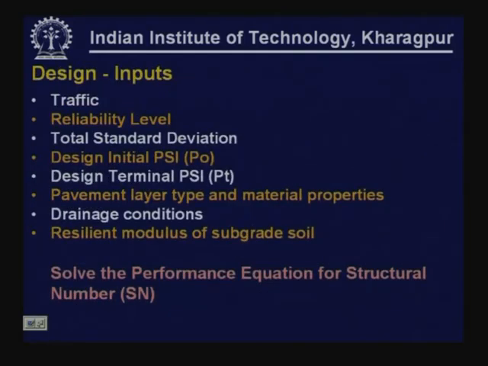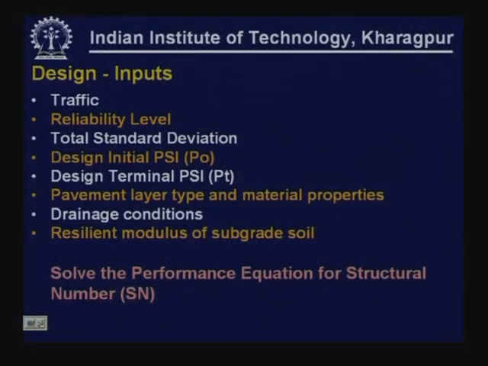So, the design inputs that are used for designing pavement are: we have to have information on traffic, we have to select the reliability level, we have to estimate or take the values from the guidelines about total standard deviation. We also have to select an initial PSI depending on the type of construction, type of materials. We also have to select a terminal PSI value depending on the high volume road, low volume road. Accordingly, we will have to select a terminal serviceability index value Pt of 1.5 to 2.5. We also have to select pavement layer type and material properties, drainage conditions, and have knowledge about resilient modulus value of subgrade, and then we have to solve the performance equation for structural number.